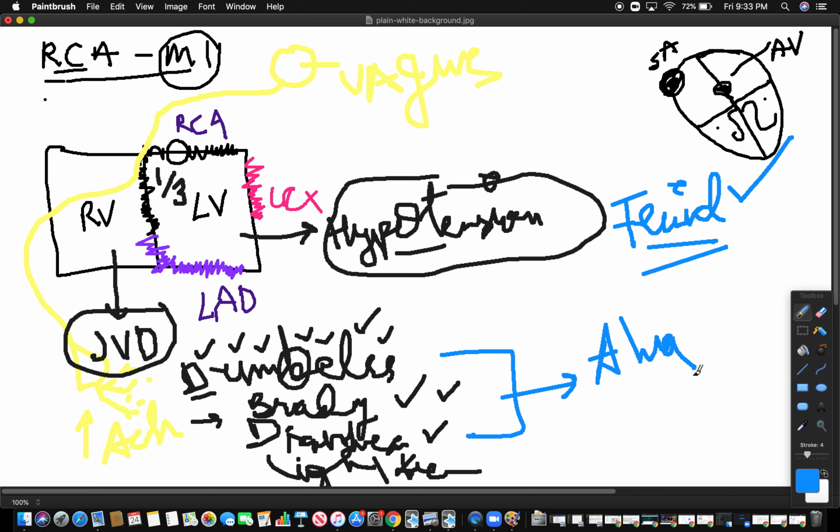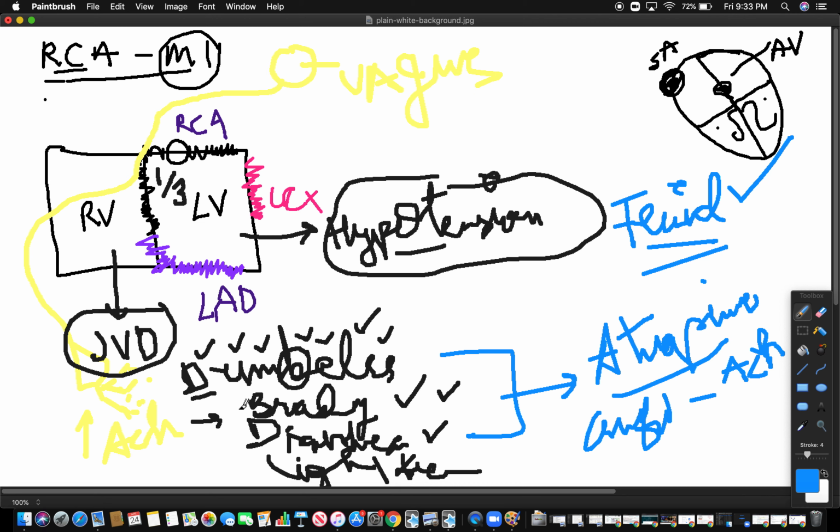Who remembers the mechanism of action of atropine? Great. Good job. That's all of you. So atropine is an anticholinergic. It's going to block acetylcholine, which is exactly what we need to block the effects of this right here.